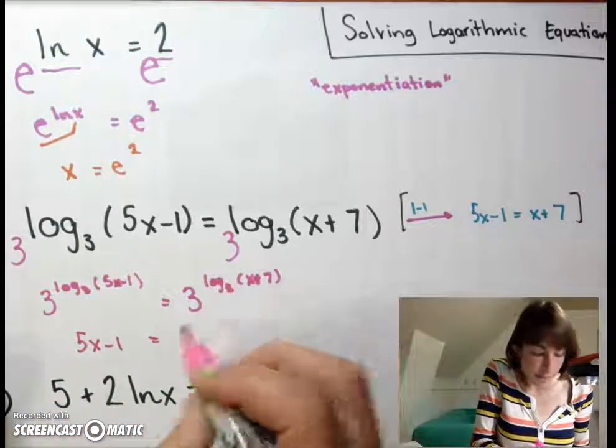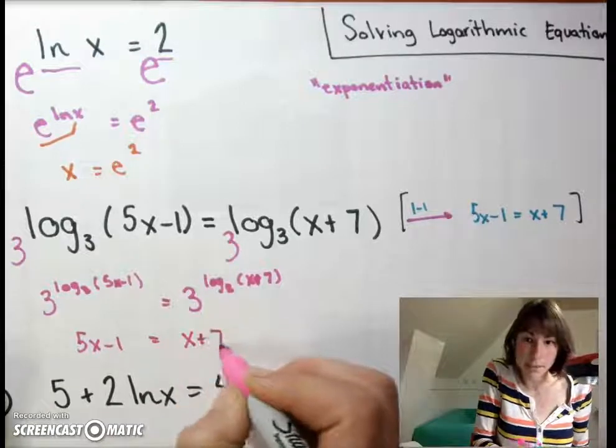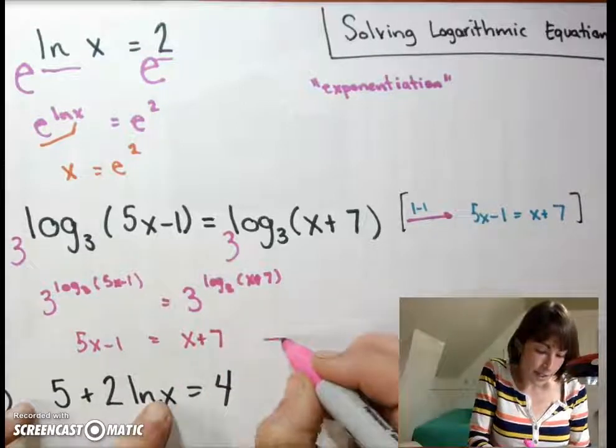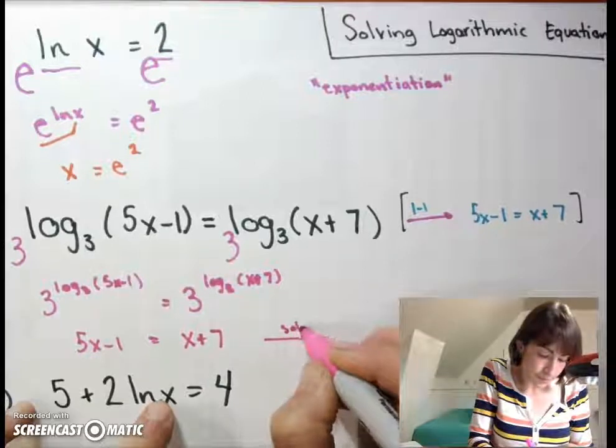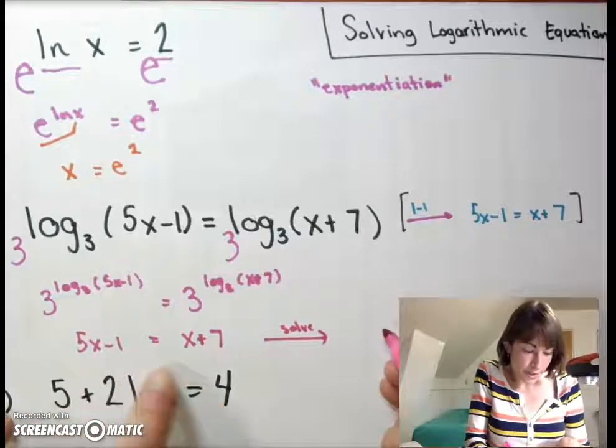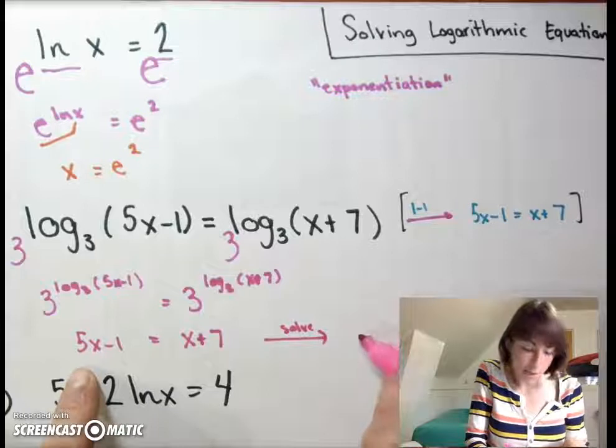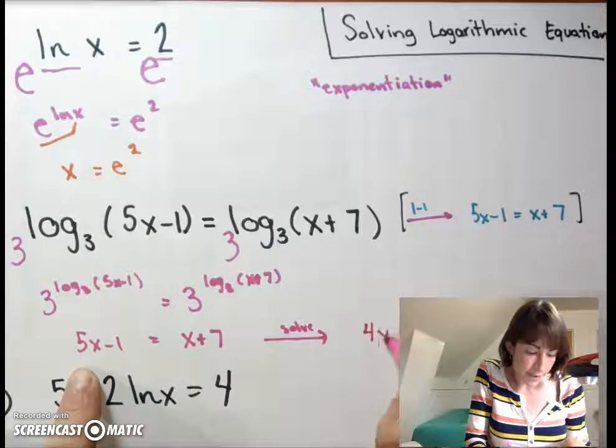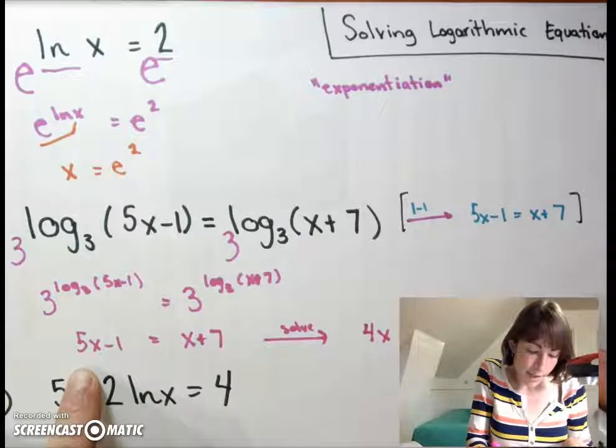Same thing on the right. I'm left with just the exponent, which is x plus 7. And now I can solve. So in order to solve this, I'll bring all the x's to one side and everything else to the other. So I get 4x equals 8, and that means x equals 2.